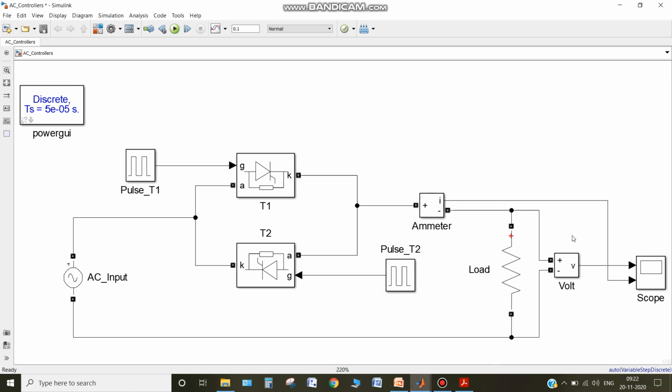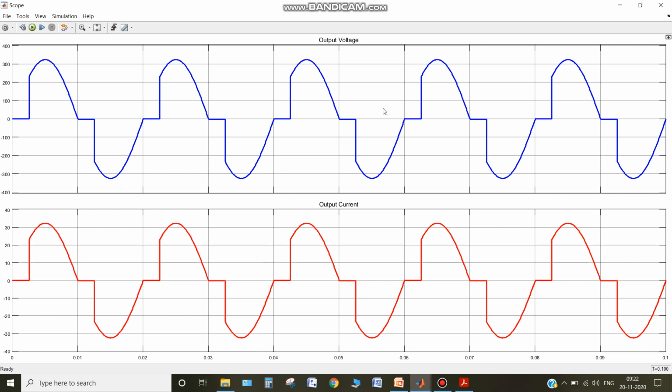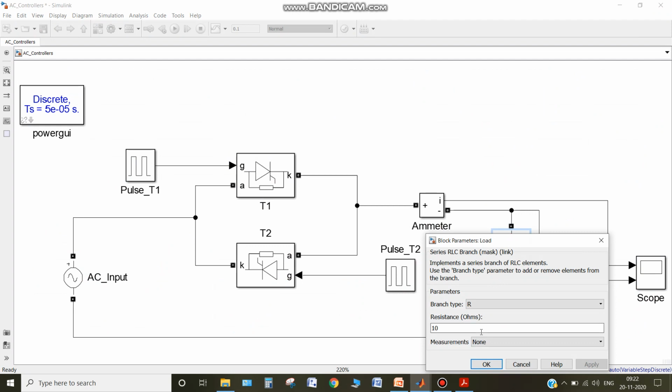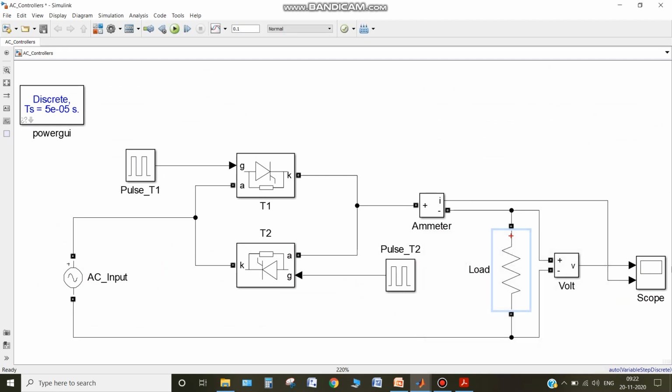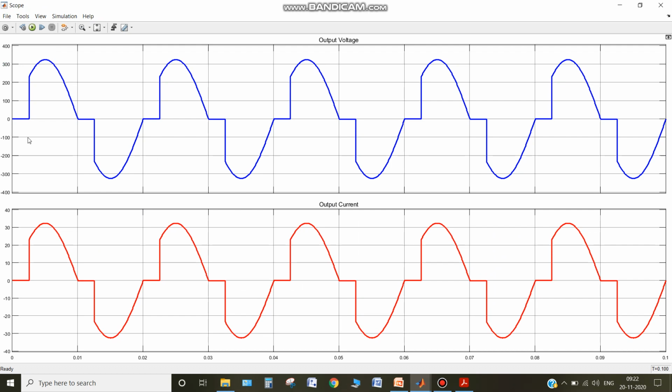Then we have one ammeter and one voltmeter. If we simulate this for 0.1 second, you can observe the waveforms. This is the output voltage waveform and this is the output current. I have selected the resistance value to be 10 ohm, so that's why the current peak is the voltage peak divided by 10. Here the voltage is more than 300, and the current is more than 30. This is the alpha value.